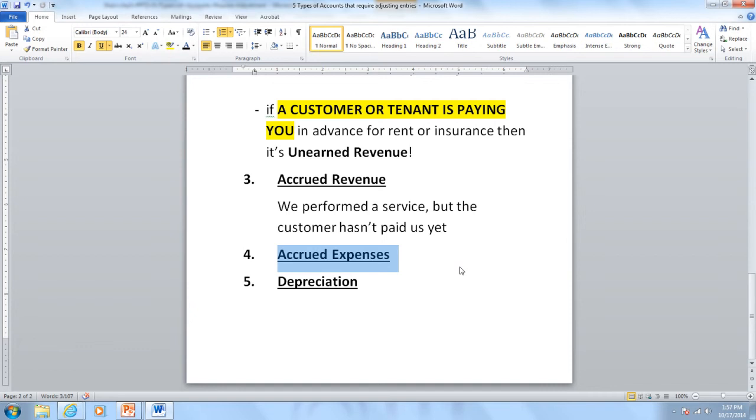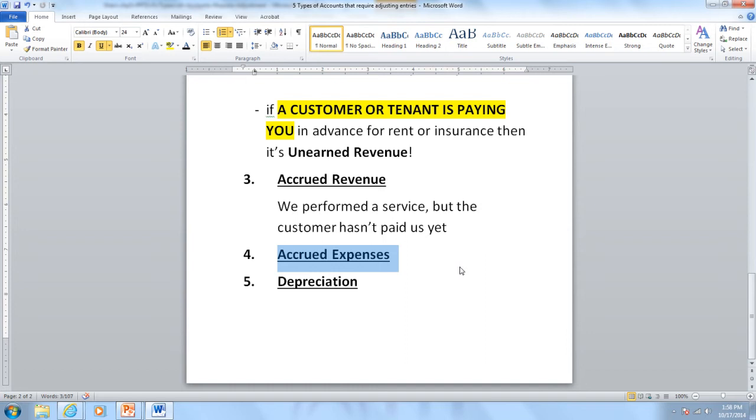But what we need to do for our financial statements and the end of the month paperwork is calculate how much time those employees worked for us from the last time we paid them until the end of the month. And again, in the next video, I'll show you how to calculate this out. There's a few different calculations depending on how the company has it set up. But accrued expenses are expenses that we haven't paid for yet, but that took place during the month that we're doing the paperwork for.